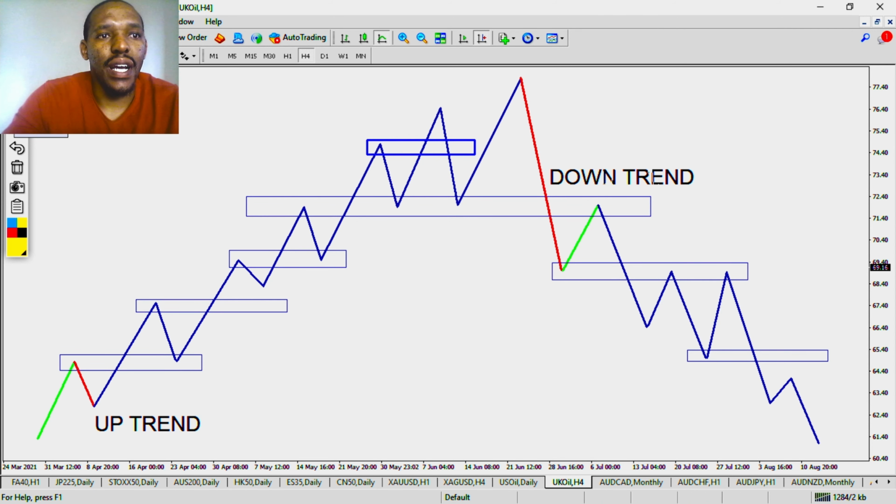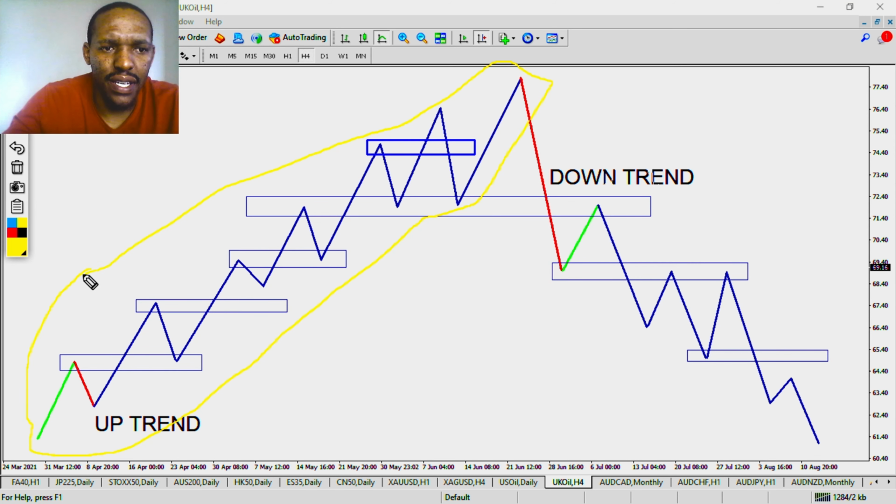So the first one, guys, I want us to look at is a shallow pullback. A shallow pullback, guys, is a mini pullback. Or first of all, let's first start by understanding what is an uptrend. An uptrend, guys, is a thing that looks like this. This is an uptrend going to the upside.